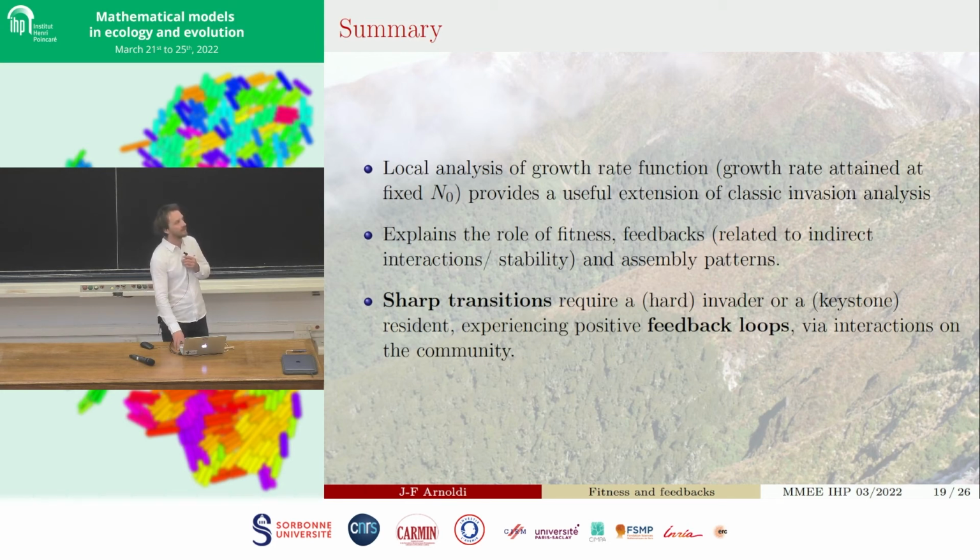And the sharp transitions that I was interested in to begin with, they require either a hard invader or a keystone resident. But each time, it has something to do with there being positive interaction feedback loops in the community. And so the idea that positive feedback loops have something to do with alternative stable states is well known, of course. But here the contribution is to precisely write down what those feedback loops are, concretely where they're coming from.